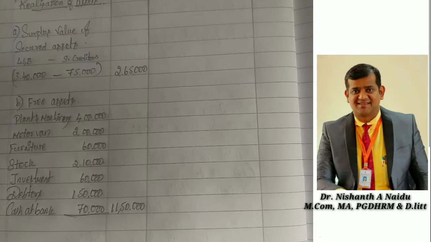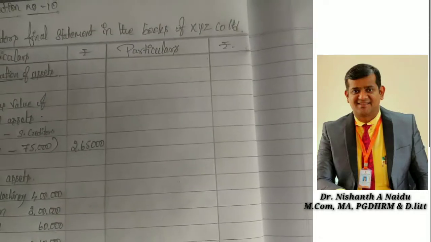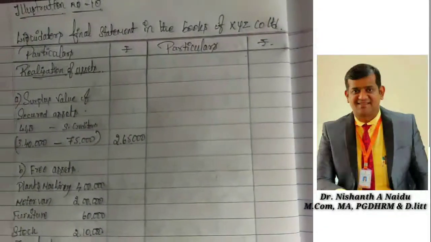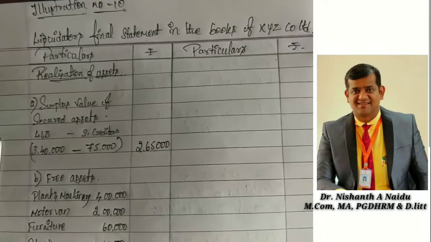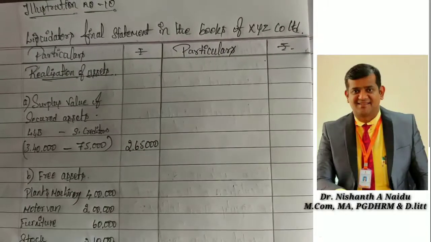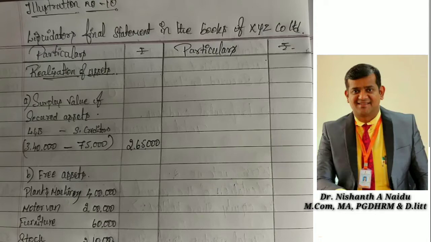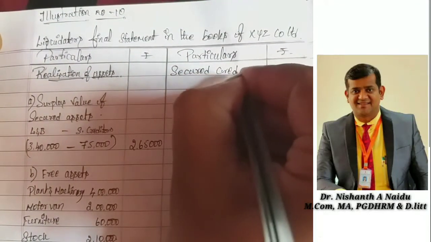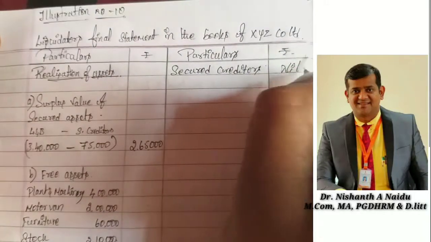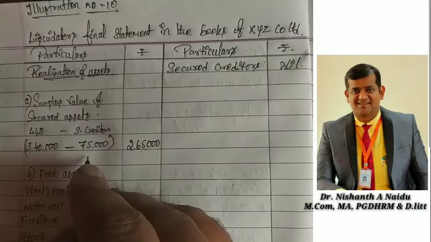So now we have to look into the payment side. So credit side of the table we are moving now. In the payment side, first we are going to write secured creditors. What you are going to write for secured creditors? Secured creditors is always nil. Why? Because it has been settled over here. We have already cleared the secured creditors money.